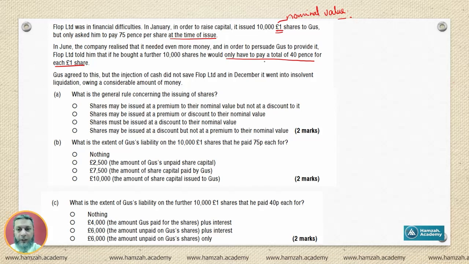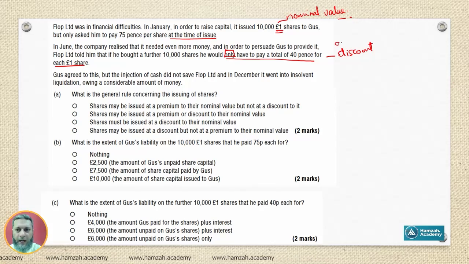But in the other scenario, this phrase, he would only have to pay, means that they are selling the shares at a lesser price than their nominal value, and he will not have to pay the rest, which is not permitted in law. The concept is called discounted. They are issuing the shares at a discount. So with the discount, it is not allowed.